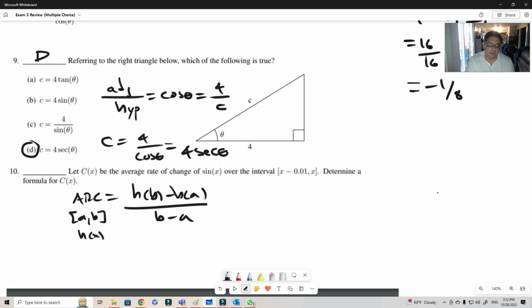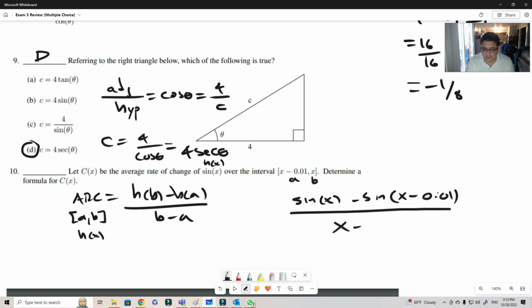Okay? So what's going on in here is that we are defining who a and b are. a is going to be x minus 0.01, and x is going to be b. And h of x is going to be sine of x. So I can identify that ratio as sine of x minus sine of x minus 0.01 over x minus x minus 0.01.